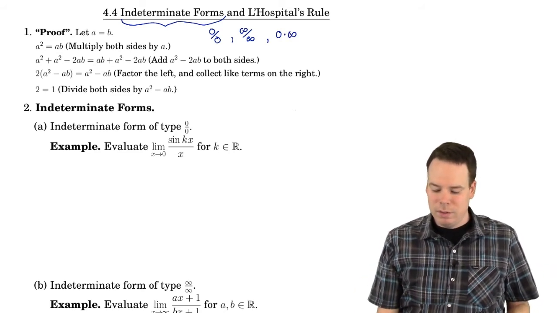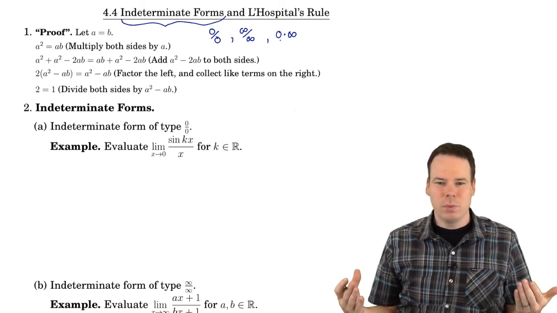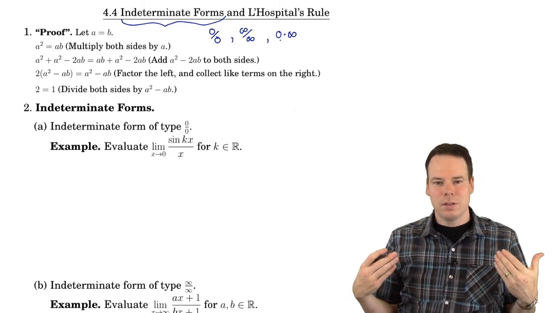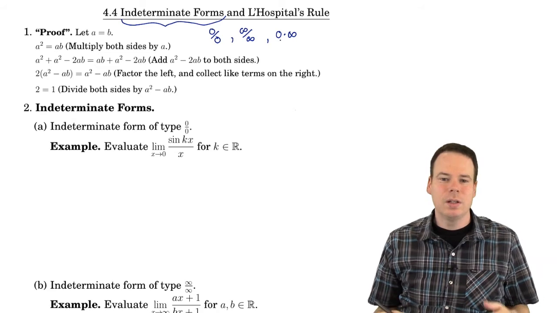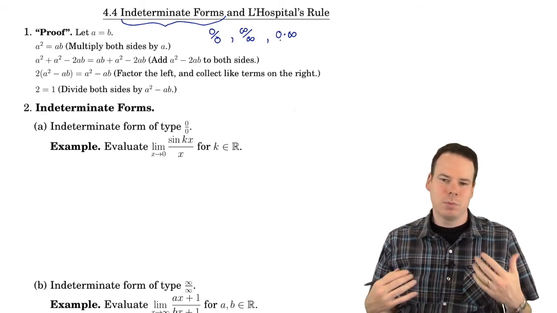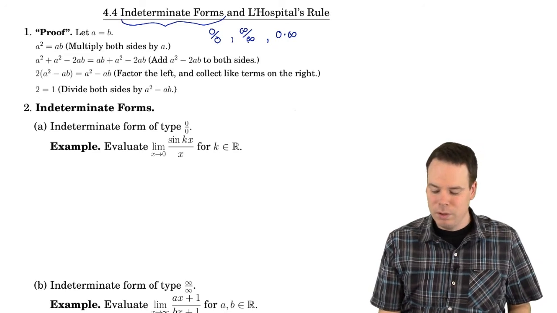So the point here is that we got a form for the limit where we couldn't quite determine what the value was. In other words, the value was indeterminate. We didn't have enough information. We needed to use more information, either algebraic simplification or some known results about limits. So these are known as indeterminate forms.